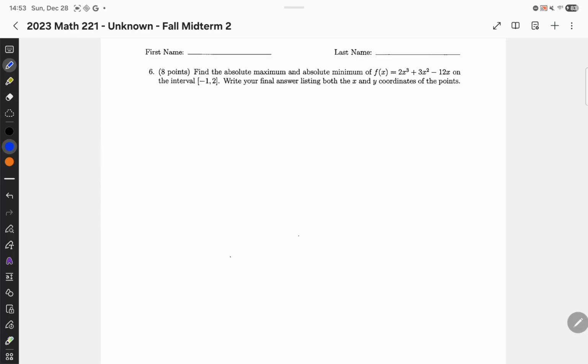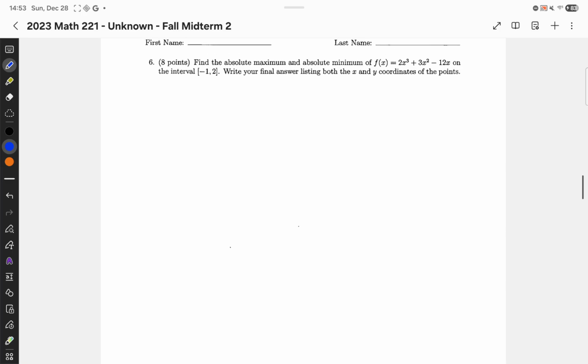Alright, so now for question 6, we want to find the absolute maximum and absolute minimum of this function right here on the interval -1 to 2. And we want to write our final answer, listing both the x and y coordinates of the points. So the way we want to do these is to find the relative minimum and relative maxima on the interval. So let's look at our function. We have f of x, which is equal to 2x cubed plus 3x squared minus 12x.